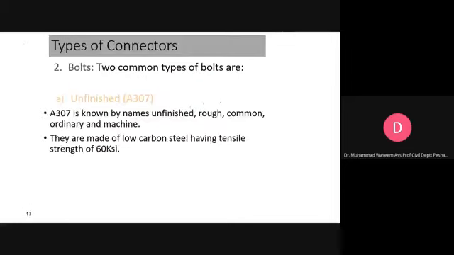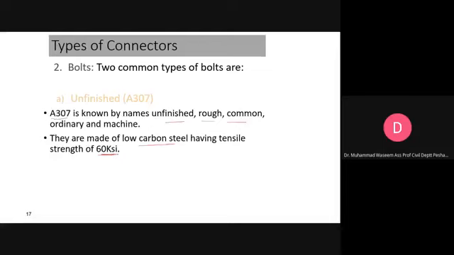As I told you, we have shifted from riveting to bolts. There are two types of bolts. They are called unfinished bolts or low strength ordinary bolts, designated as A307. A307 is known by the names unfinished, rough bolts, common bolts, or ordinary bolts. They are made from low carbon steel, and they have a tensile strength of 60 ksi.